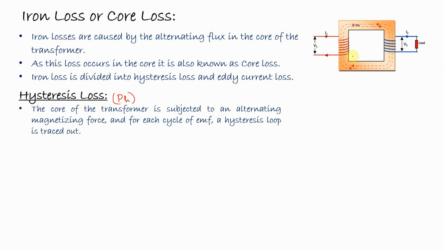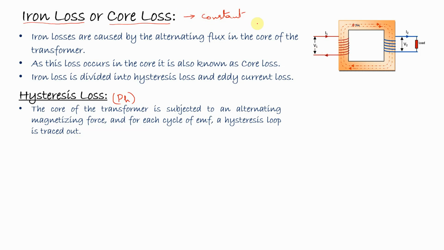As these two losses occur in the core, this is also considered a core loss. The core is basically made of ferromagnetic material, normally silicon steel, that's why it is also called an iron loss. These two losses basically depend upon the supply voltage and the frequency of the supply voltage. In normal conditions, the supply voltage as well as the supply frequency are always constant. Therefore, iron loss or core loss is also considered a constant loss.